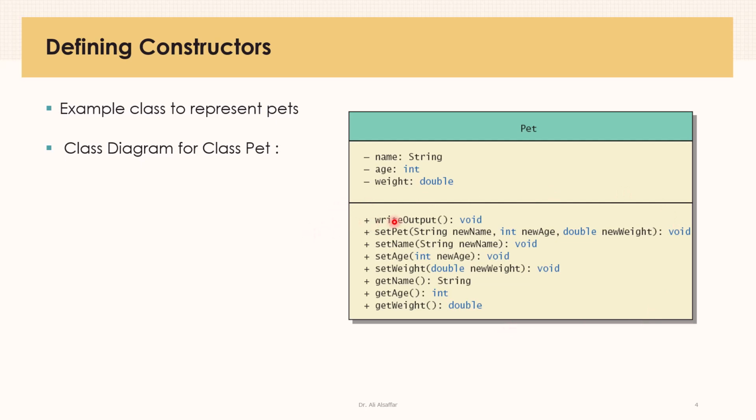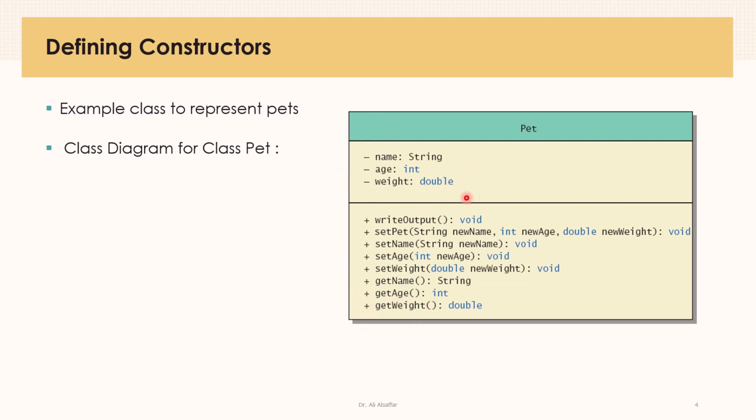One is for writing the output, which is displaying this information, the instance variables, whenever it is required. And the second method is used for setting the three instance variables at once. So you provide as input parameters the name of the pet, the age, and the weight, and the method will set the three instance variables with these parameters. The next methods are for setting the name, the age, and the weight separately. And last, for reading the values of these instance variables, we use getName, getAge, and getWeight.